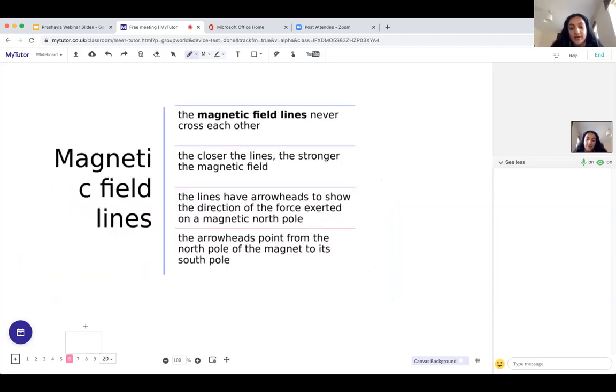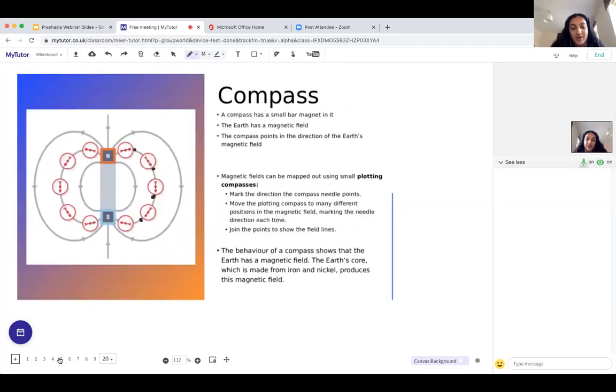The closer the lines, the stronger the magnetic field. So as I said at the very beginning, closest to the poles, the magnetic field is the strongest. We feel the strongest force when we're close to the poles, and that is represented by the magnetic field lines. So at the poles, the magnetic field lines are very close together, but away from the poles, they get further and further apart, which shows a stronger to weaker magnetic field.